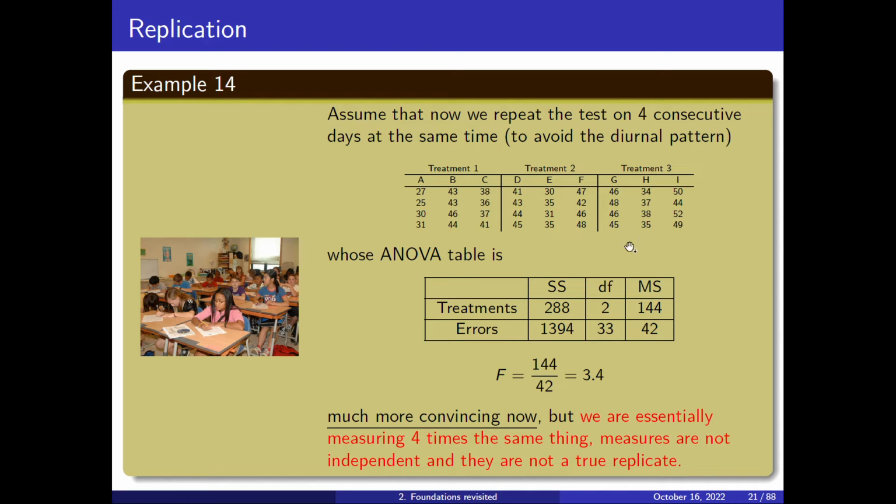So the number of degrees of freedom is not truly what it appears. Here we have nine classes measured 4 times, so you don't have 35 degrees of freedom. You have many fewer because the samples are not independent. If you really want to have 35 degrees of freedom, you have to repeat this experiment 4 times with 9 times 4, so 36 different classes, not just the same 9 classes measured 4 times.